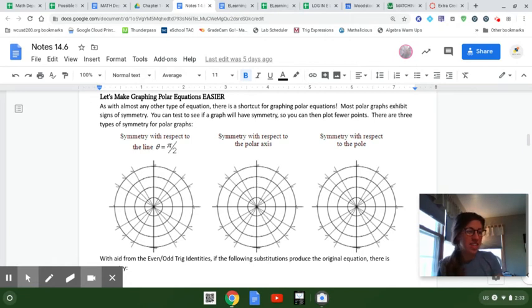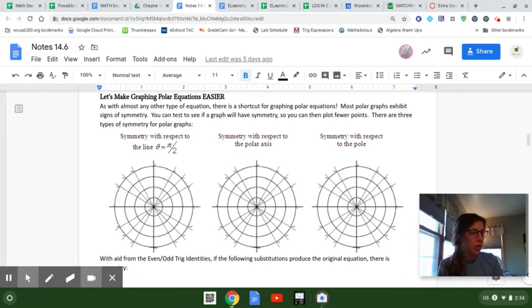Now the symmetry tests do use some of the identities that are on your identity sheet. So if you have your identity sheet at home, go ahead and pause this and pull out that identity sheet. If you don't have your identity sheet at home, the identity sheets are linked under the Chapter 9 and Chapter 10 modules, but I will also be handwriting onto the notes. I will also handwrite the important identities you will need in order to perform these symmetry tests for polar graphs.